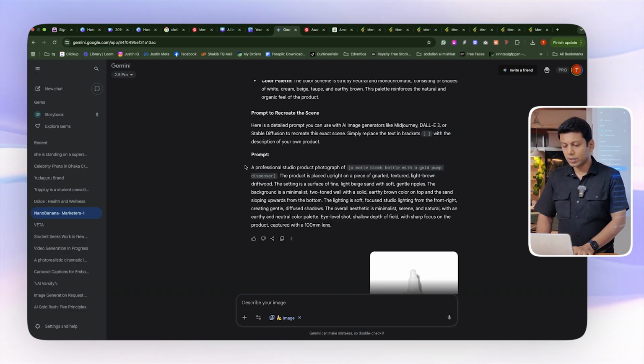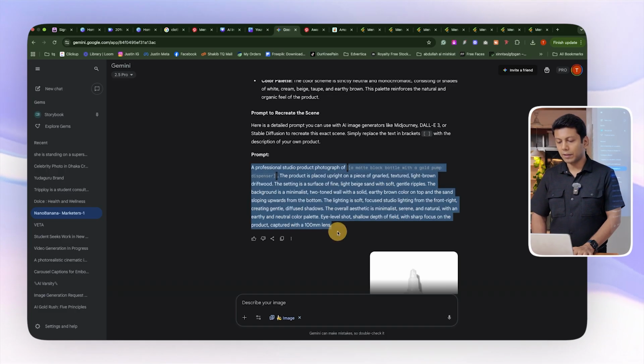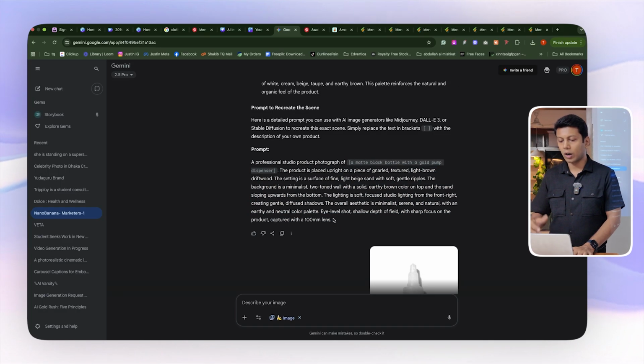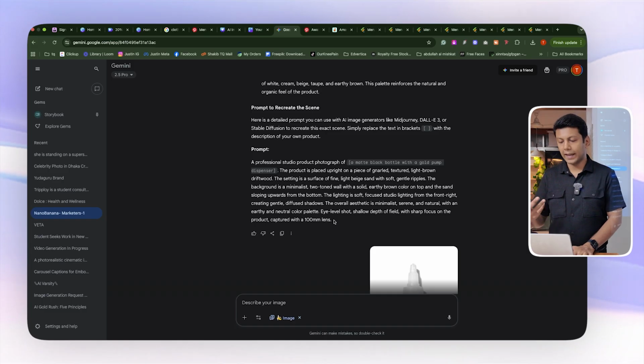And this is the prompt, as you can see: a professional studio product photography of... To keep the session a bit shorter, I'm not going to read out this prompt. You can look at it, or I will share the prompts in a document, or if you're watching this session on YouTube, you can pause the video and get the prompt.